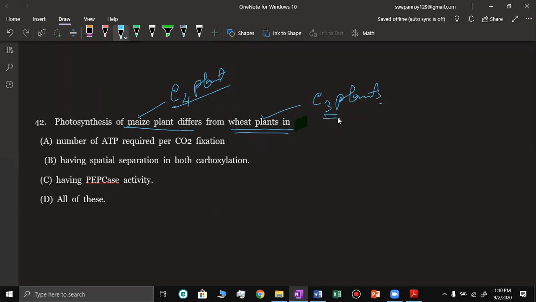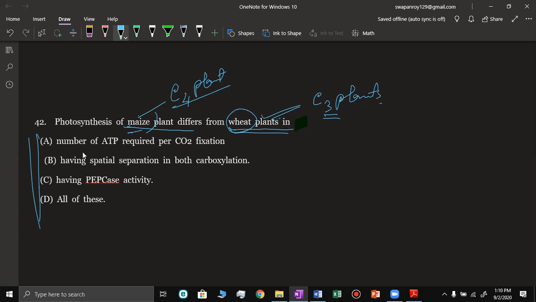Here you are tested on whether you know which one is C3 and which one is C4. So additional knowledge is the first thing. If you don't know that maize is a C4 plant and wheat is a C3 plant, then the rest of the portion you cannot do. You cannot proceed. So you must know this.